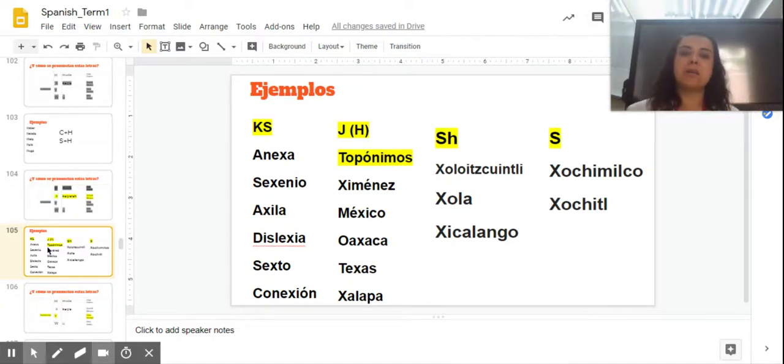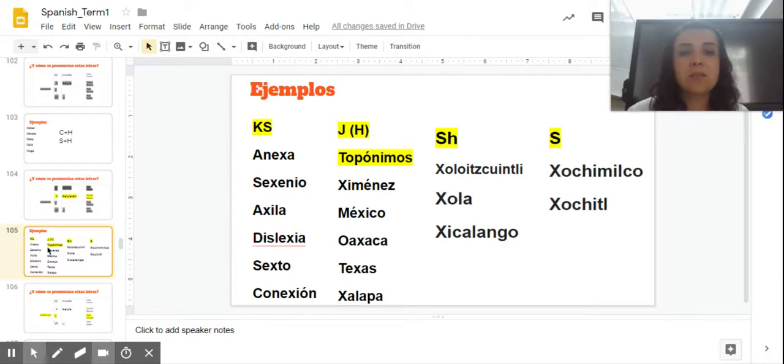Now let's try with the J pronunciation, con la J, ja, ja, ja. Remember that that's the H pronunciation in English. Estos son topónimos. This is what we call topónimos because they used to be spelled with a J before, and then the spelling changed at some point in the history of Spanish, especially in Mexico. And then they remain the same pronunciation. So for example, Jiménez, México, Oaxaca, Texas, Jalapa.